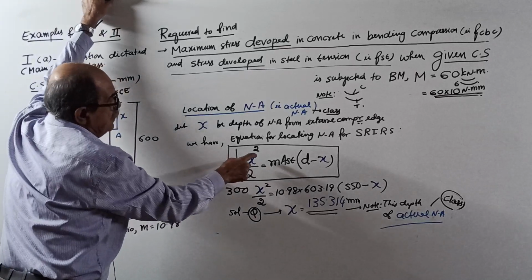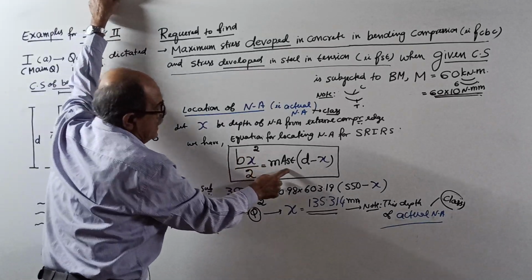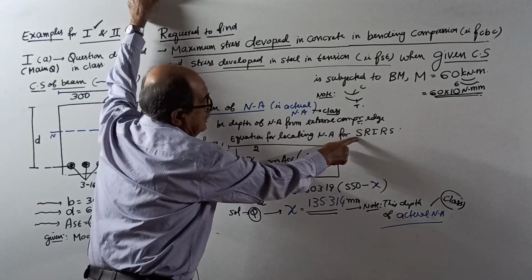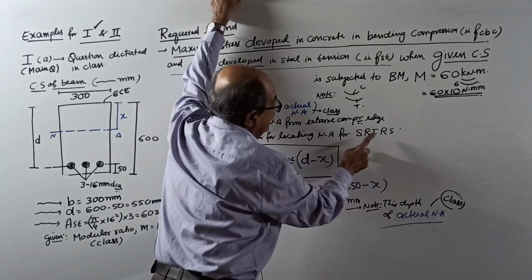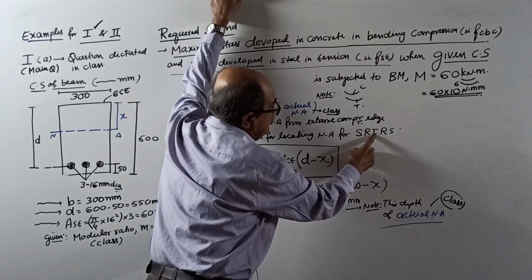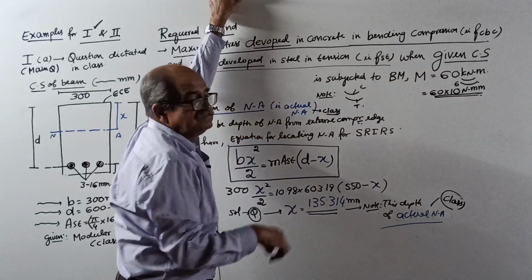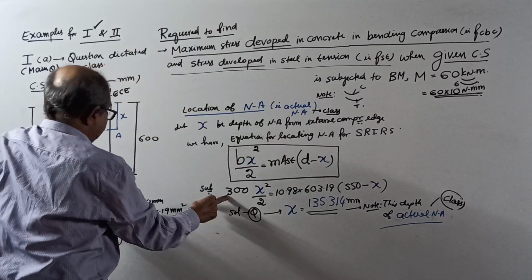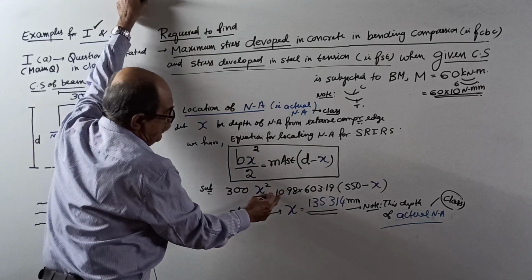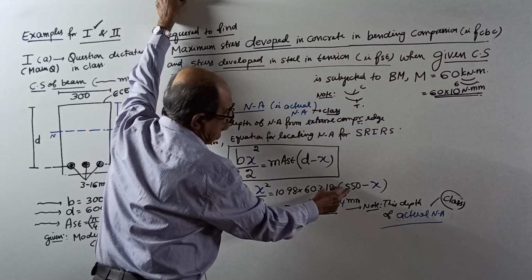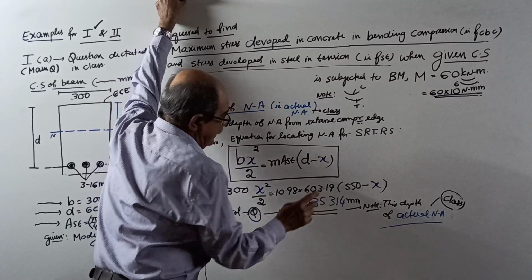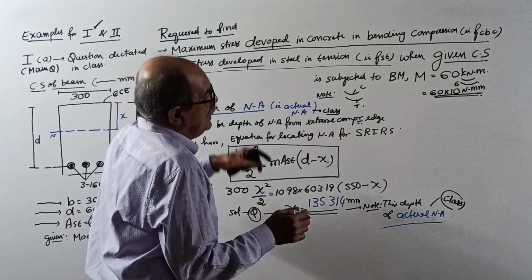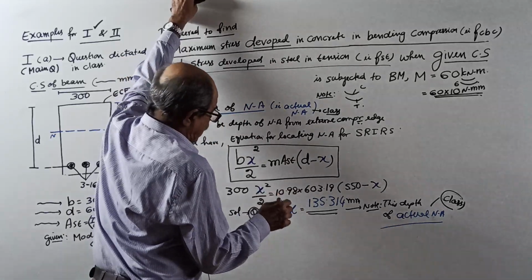We have the equation Bx square by 2 equal to M AST into D minus X. See, this is the equation for locating neutral axis for a singly reinforced rectangular section. Bx square by 2 equal to M AST D minus X: B 300, X square by 2, 10.98, 603.19 into 550 minus X. X will come 135.314. Now, one minute. The actual value will not be 135.314.